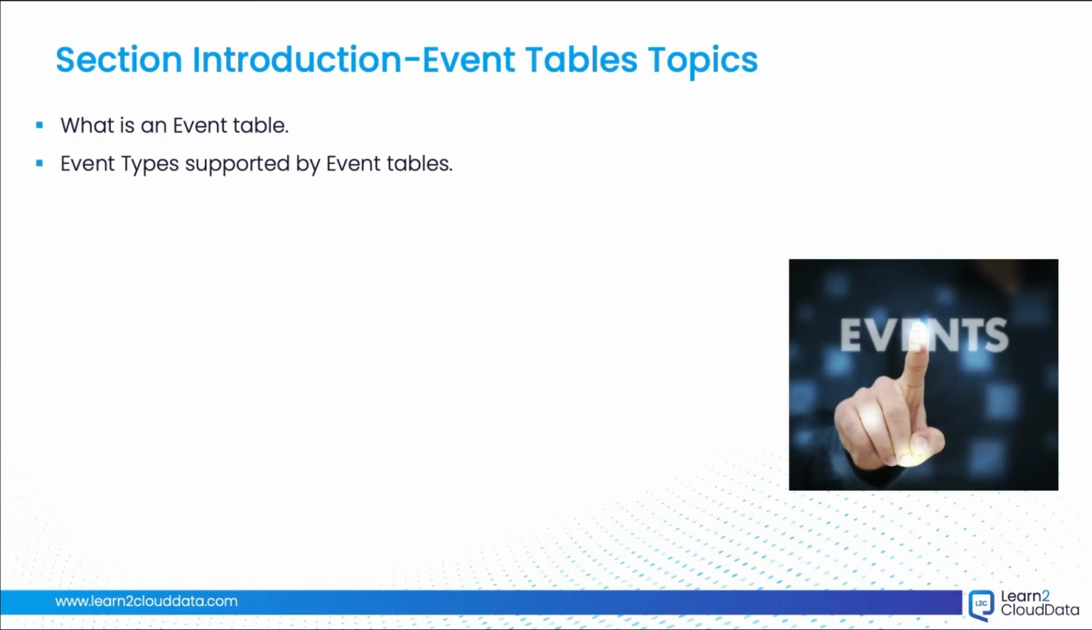Next, we will discuss event types supported by event tables. There are two event types that are supported by event tables in Snowflake, and we will learn the differences between them. We will also learn how to enable event logging and, very importantly, how to turn it off when it is not needed. Log level or trace level needs to be set to enable event logging. We will learn how to set log level or trace level and the differences between them.